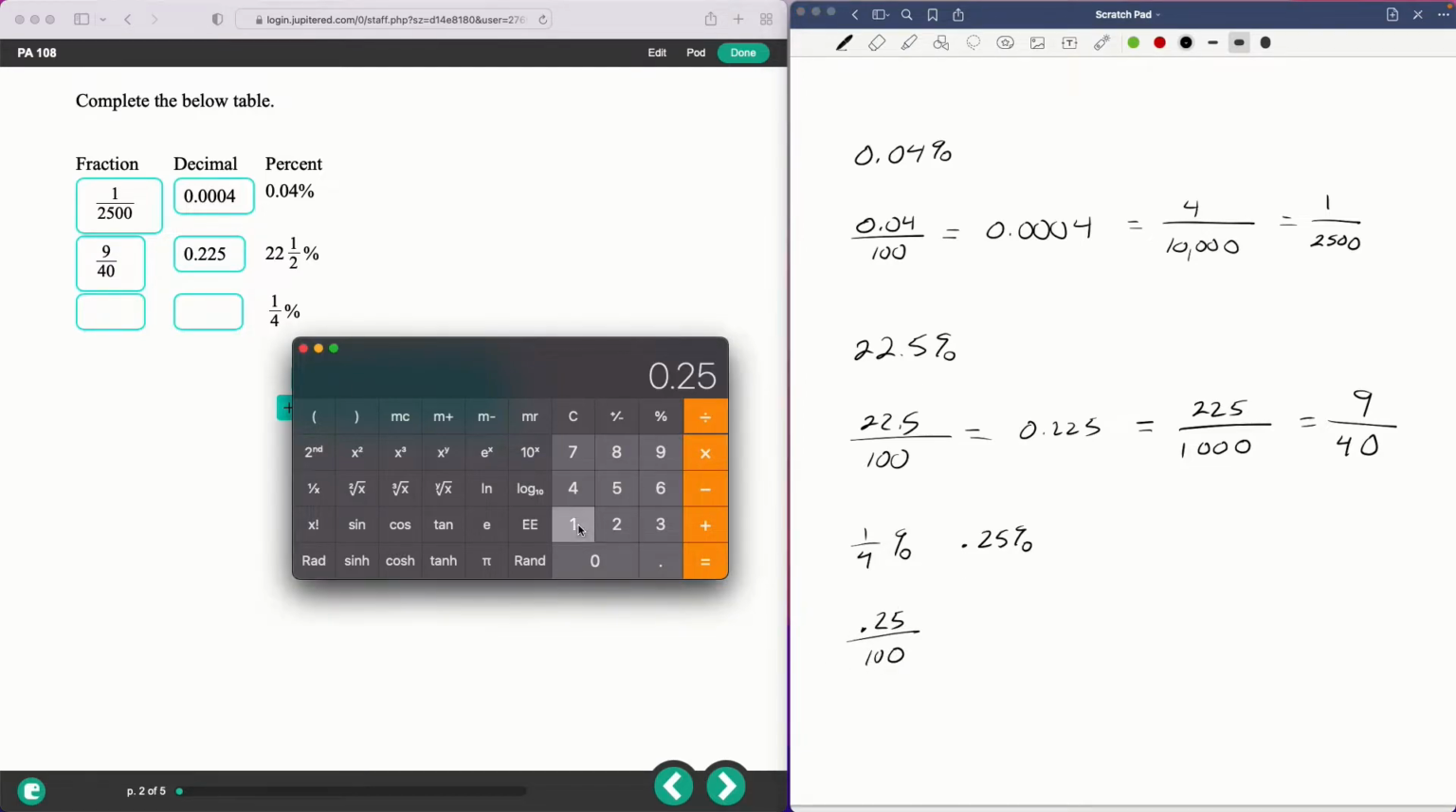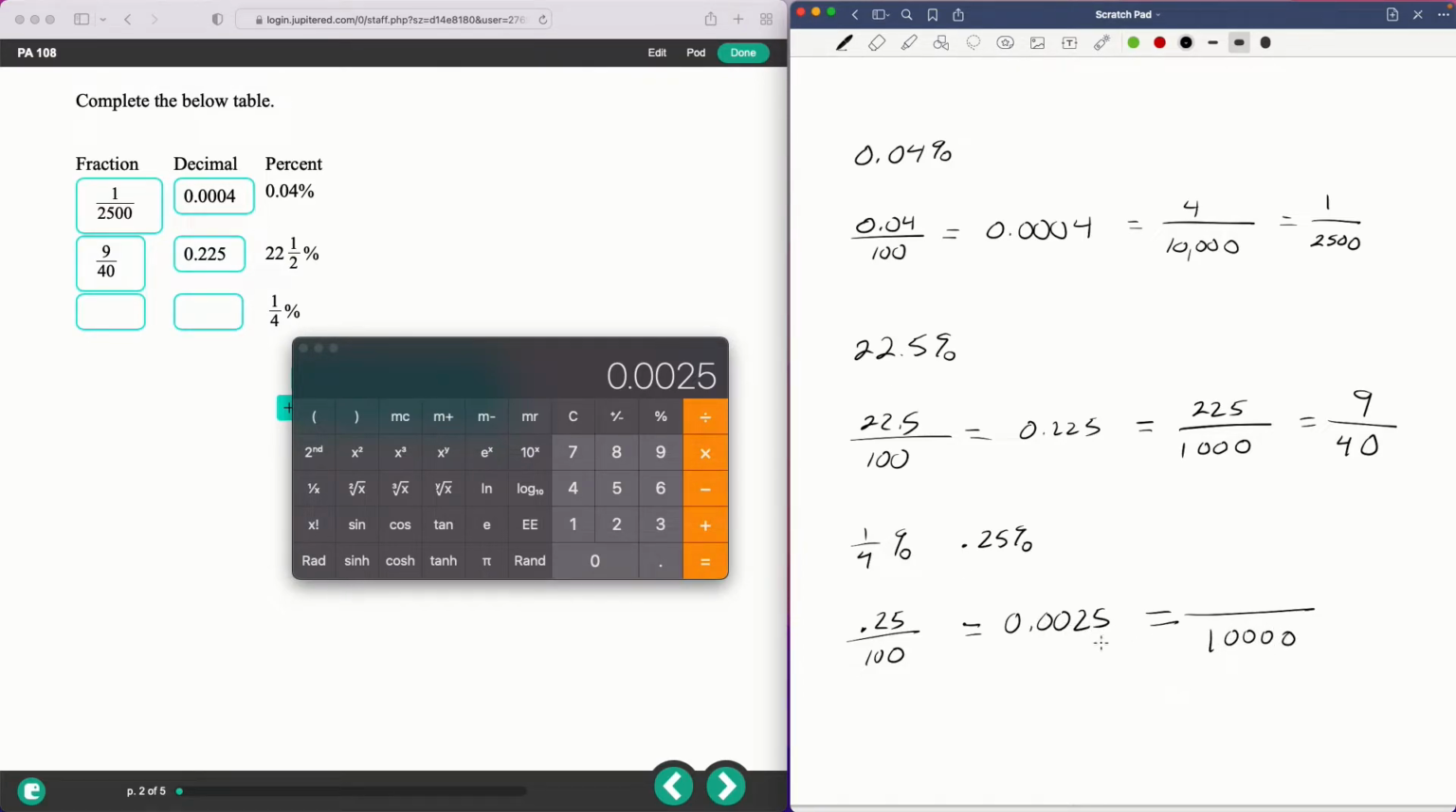So we divide that by 100, and that gives us our decimal, 0.0025. And we're going to count 1, 2, 3, 4 zeros. So multiply that times 1, 2, 3, 4 zeros. That's 25 over the top.